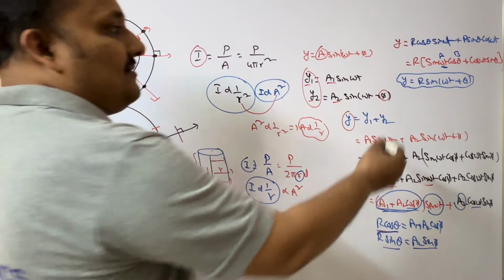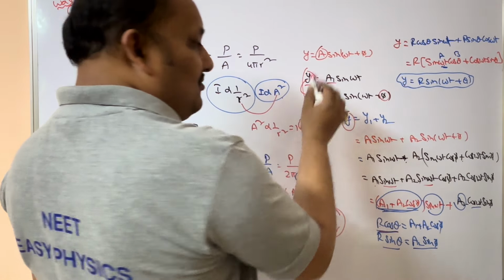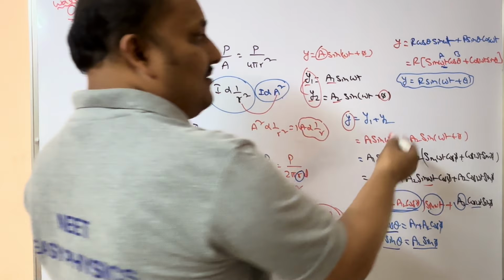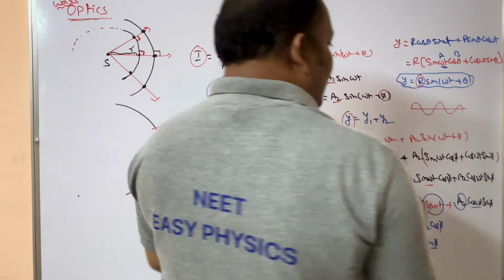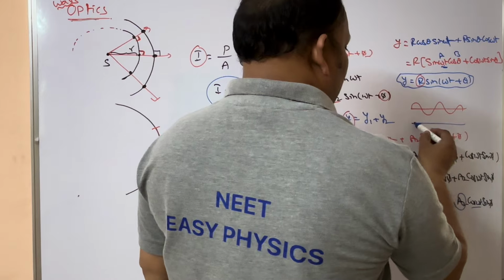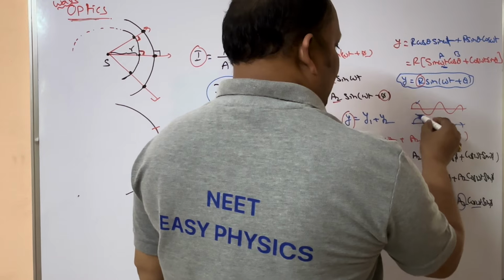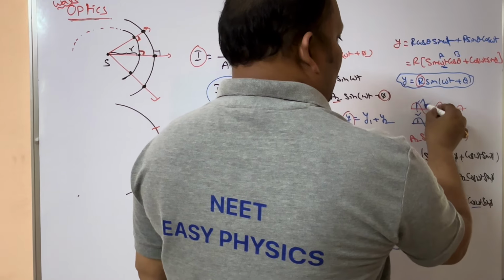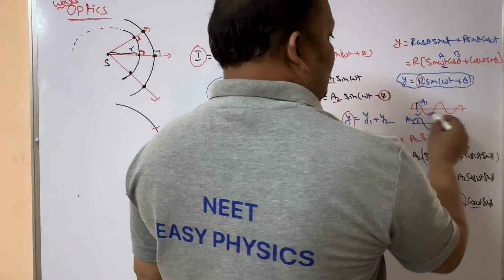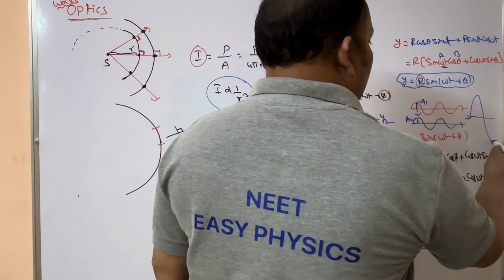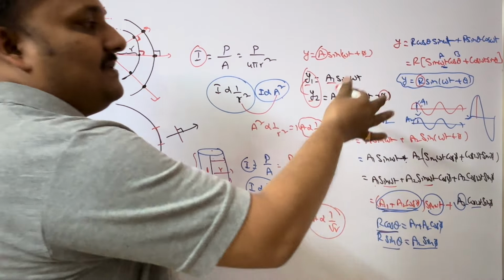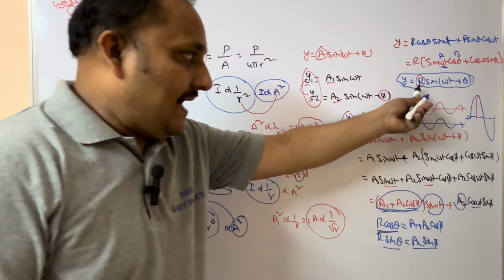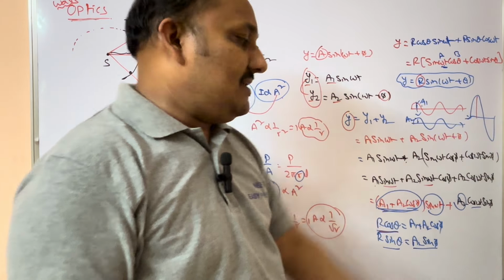Now, what does capital R mean? After superimposing these two waves, what is the resultant wave amplitude? Let us assume both are incident like this, crest and crest. This is A1, this is A2. Then the resultant wave, let us assume it is coming like this, and this is A1 plus A2. To represent that, capital R is going to represent A1 plus A2.